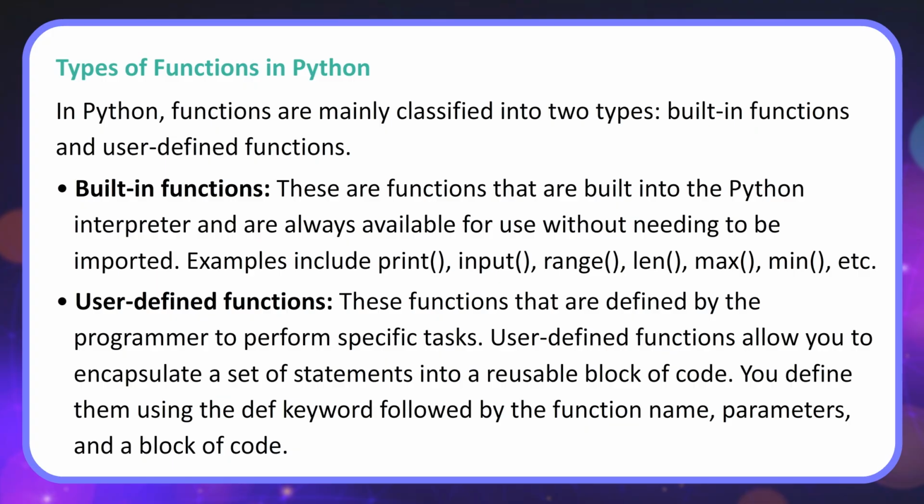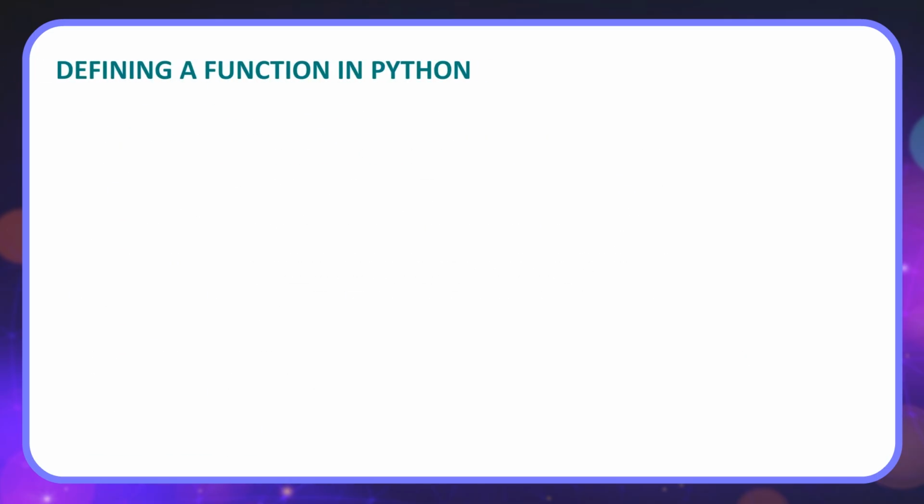User-defined functions. These are functions that are defined by the programmer to perform specific tasks. User-defined functions allow you to encapsulate a set of statements into a reusable block of code. You define them using the def keyword followed by the function name, parameters, and a block of code.